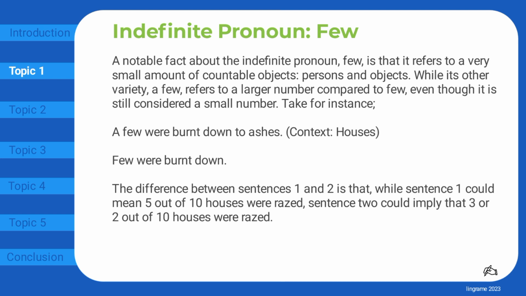The difference between sentences 1 and 2 is that, while sentence 1 could mean 5 out of 10 houses were razed, sentence 2 could imply that 3 or 2 out of 10 houses were razed.